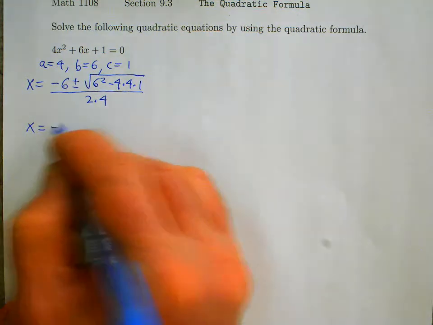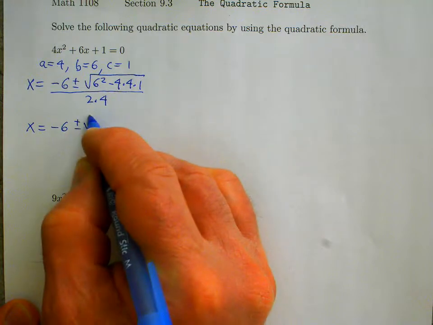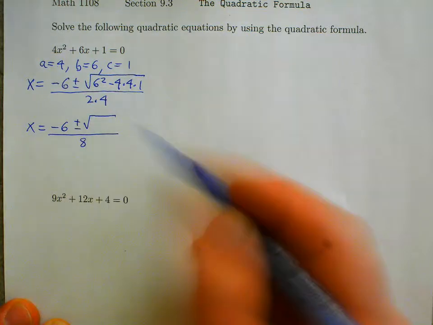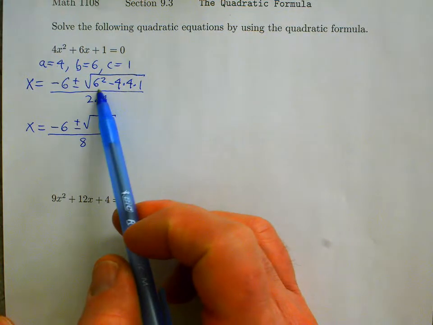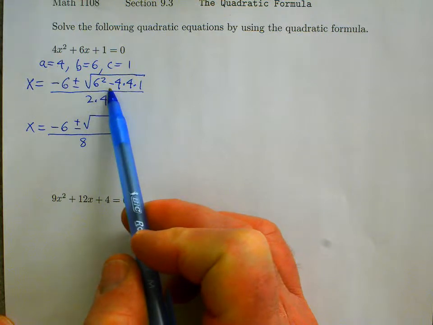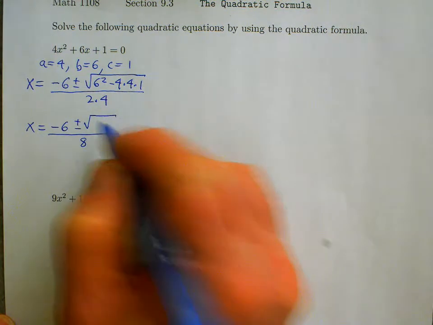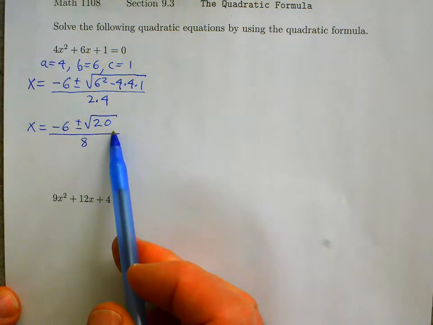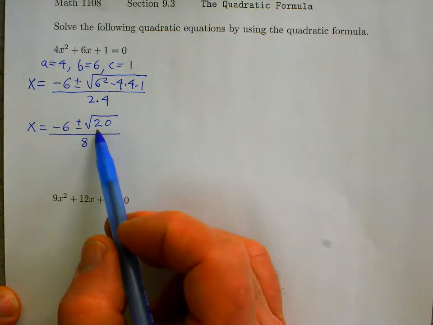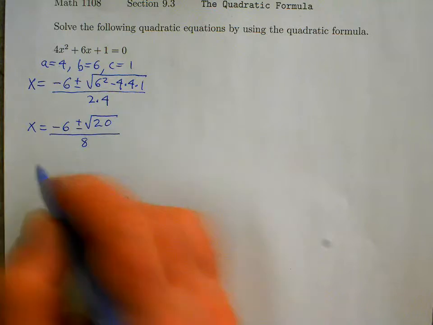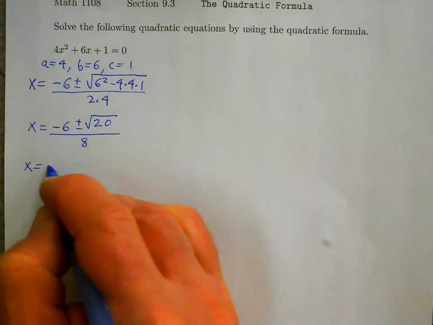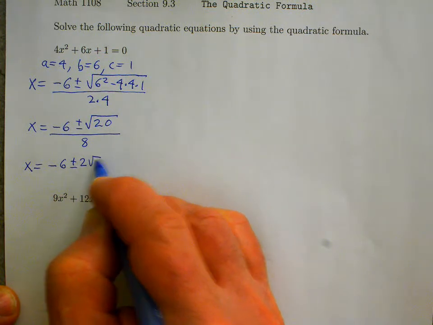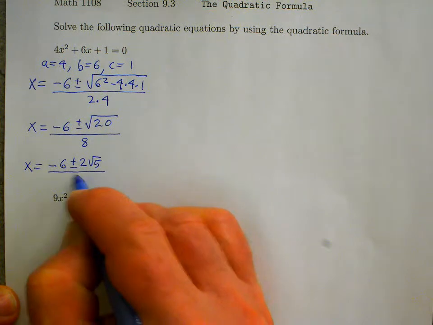X equals negative 6 plus and minus the square root of some number, in the denominator 2 times 4 is 8. So inside the square root, 6 to the second is 36, and we're subtracting 16. 36 minus 16 is 20. And then we can simplify the square root of 20. 4 times 5 is 20, and the square root of 4 is 2. So we can write this as x equals negative 6 plus and minus 2 times the square root of 5, all divided by 8.